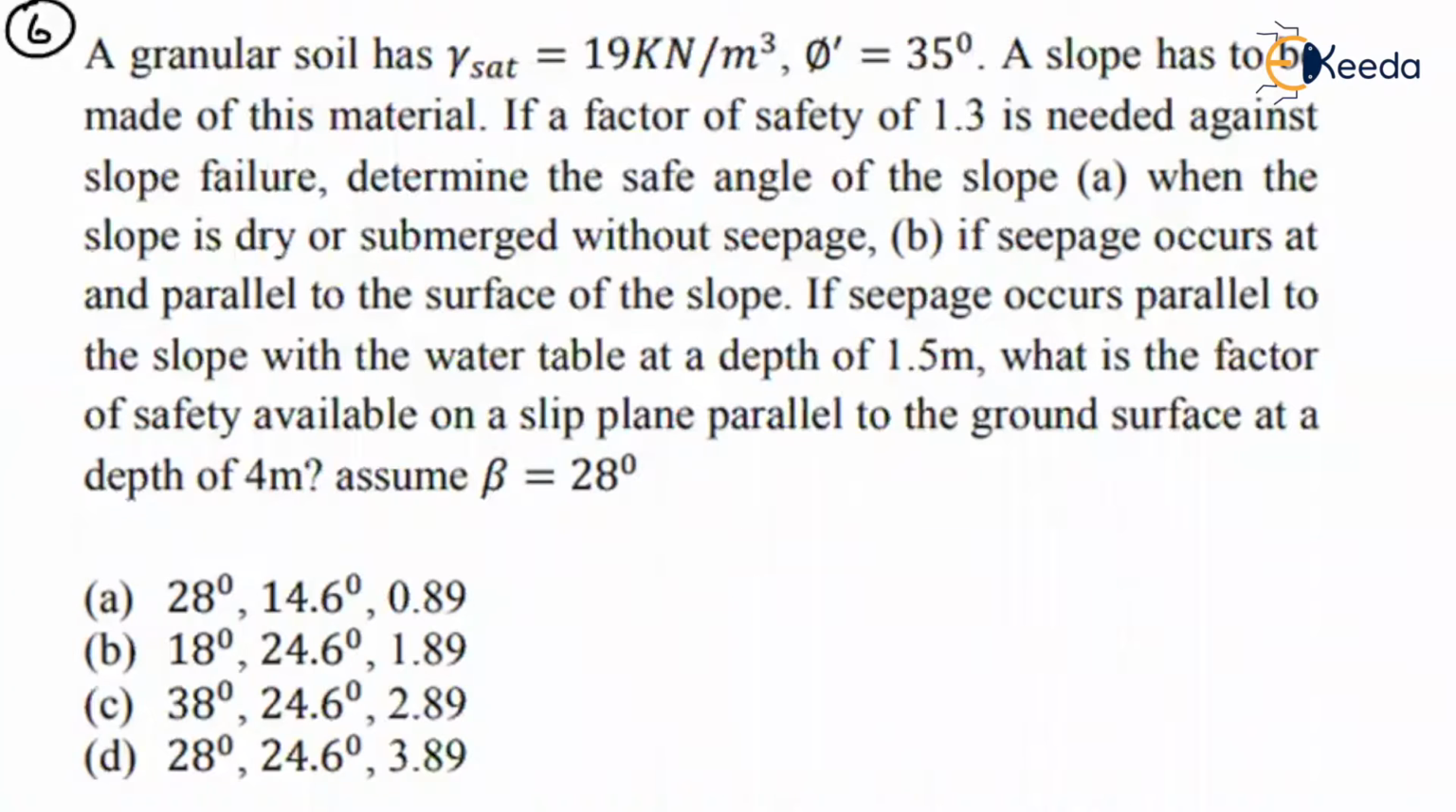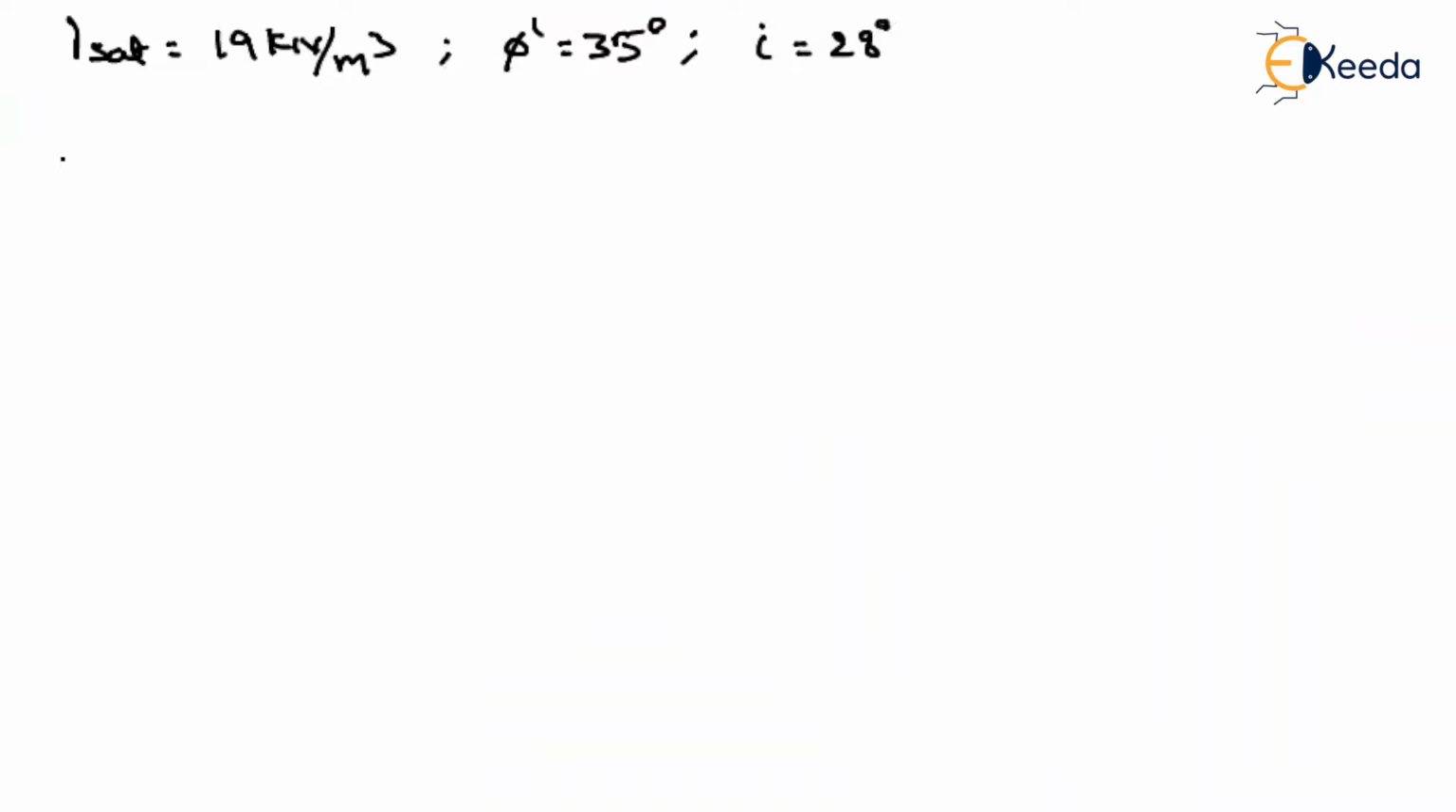So, first let me write down the given data. What is the gamma saturation given? That will be equal to 19 kilonewton per meter cube. Then what about the phi dash value? Phi dash is given as 35 degrees. And what about the inclination given? 28 degrees.